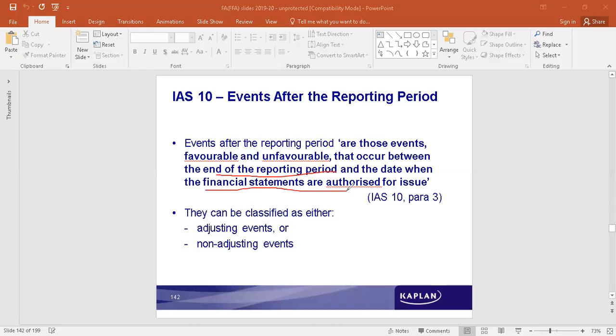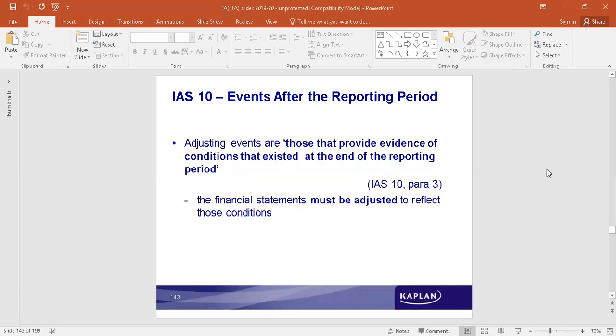During that period, in between these two dates, we see that there are certain events that happen. They are categorized as adjusting events and non-adjusting events. So what's the treatment with adjusting events and non-adjusting events? First, adjusting events are those that provide evidence of conditions that existed at the end of the reporting period.